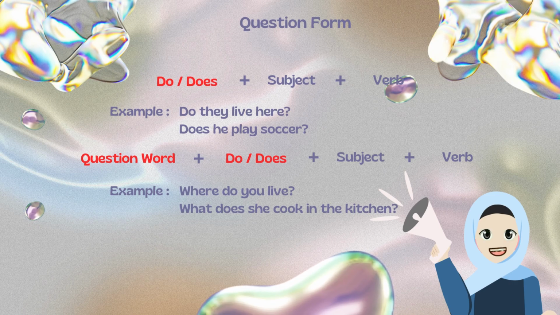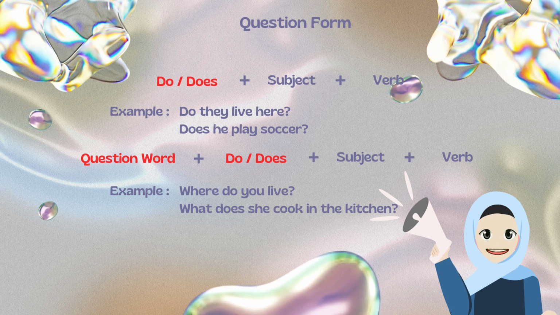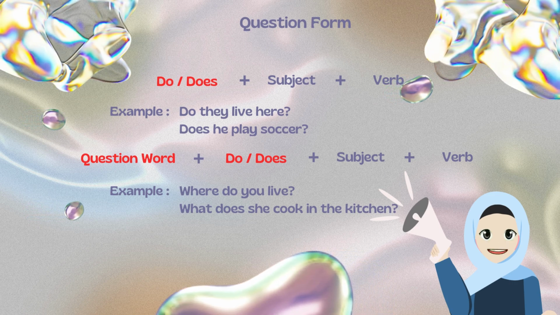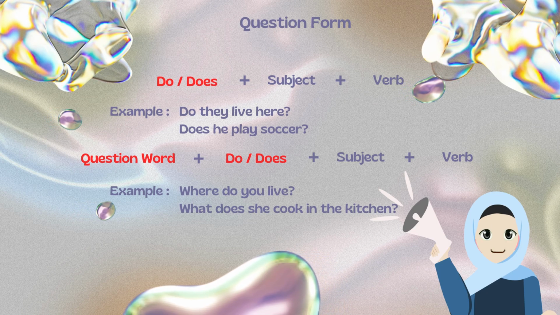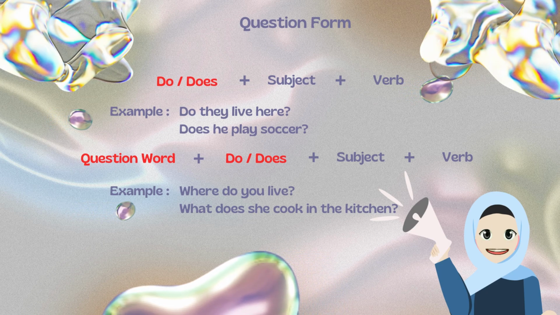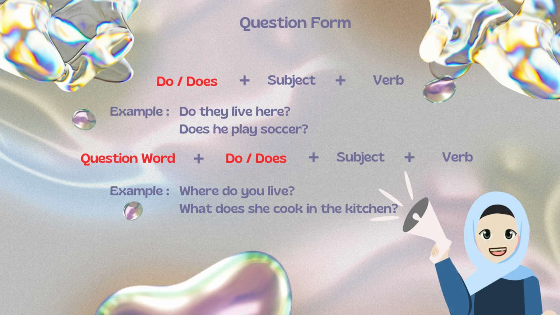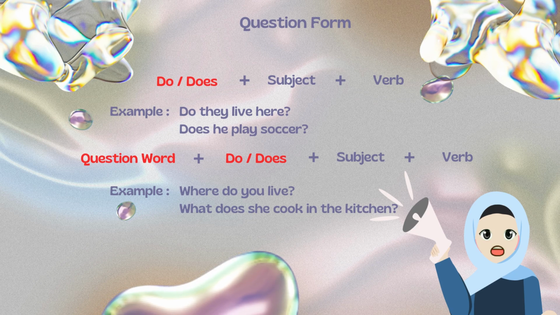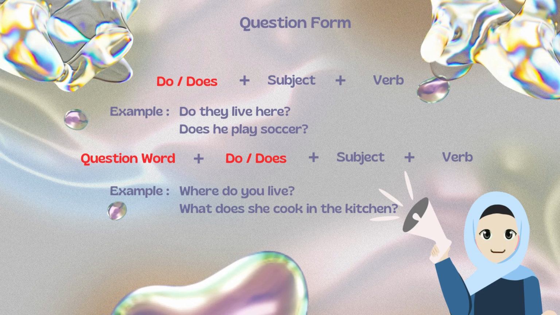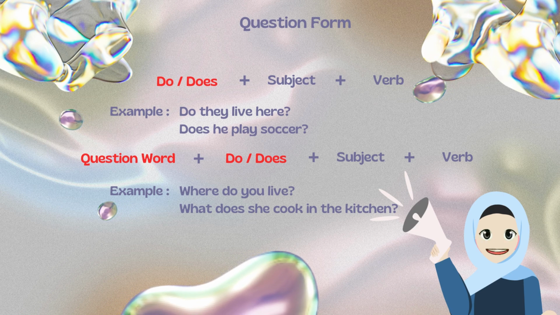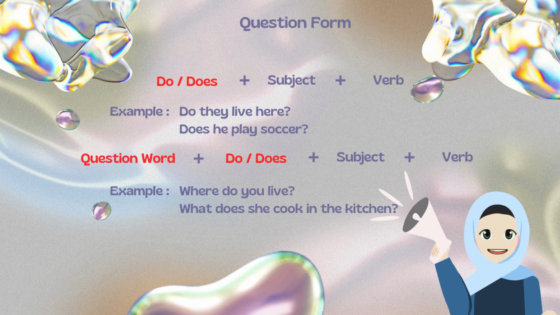Now, let's talk about the question form. In the question form, we also have to use that helping verb, which is do or does. We put do or does at the beginning of the question. For example, do they live here? Does he play soccer? And we also can put the question word at the beginning of the question. For example, where do you live? What does she cook in the kitchen?